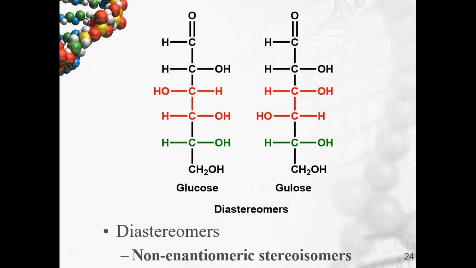I drew in red the carbons that have different configurations. You notice that they're both D sugars, and they differ in configuration around two different carbons. So they're not mirror image isomers, so they are diastereomers.